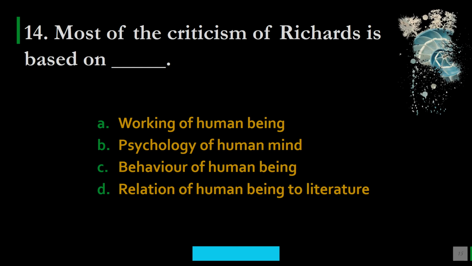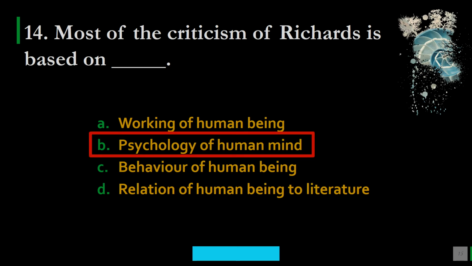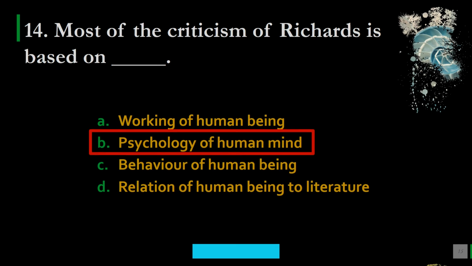Options are A. working of human mind, B. psychology of human mind, C. behavior of human mind, and D. relation of human being to literature. So please note down the correct option, and the correct option is B, psychology of human mind, as we saw that he has given more importance to the psychology of human mind.